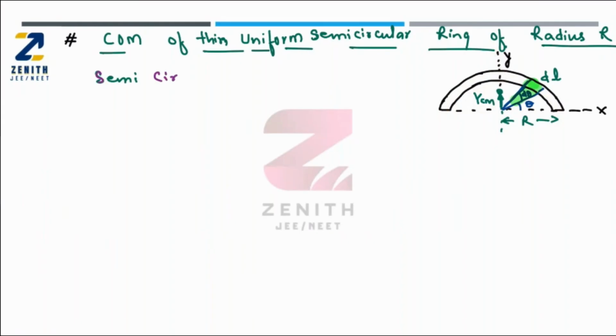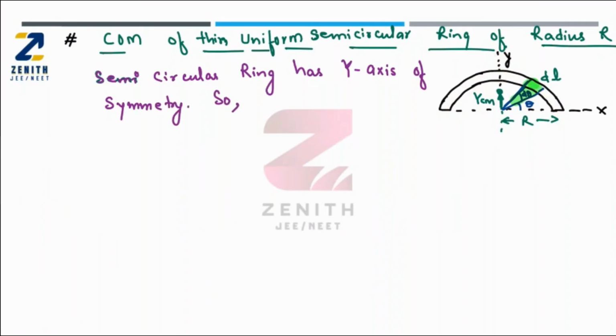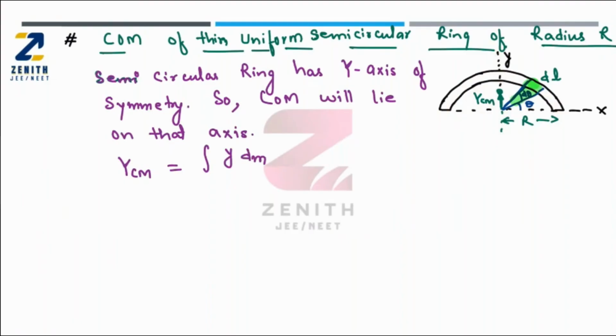The semicircular ring, as you know, has a y-axis of symmetry. So the center of mass will lie on that axis. That means the y coordinate of the center of mass, how will you calculate? Integration of y dm divided by integration of dm.